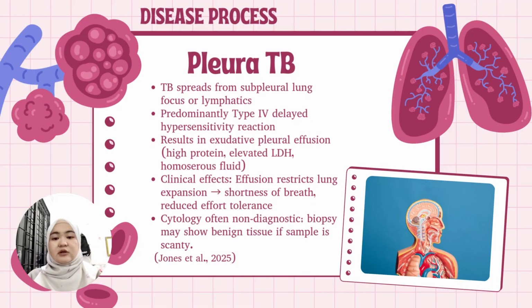The pleural fluid is typically protein-rich, has elevated LDH, and may appear hemoserous. However, the bacillary load is often low, which explains why acid-fast bacilli are frequently not detected in pleural fluid. The accumulation of pleural fluid restricts lung expansion, leading to reduced ventilation. Clinically, this patient has shortness of breath and reduced exercise tolerance. Because pleural TB is immune-mediated, cytology results are often non-diagnostic, and pleural biopsy may appear benign if the tissue sample is insufficient, as in this patient.